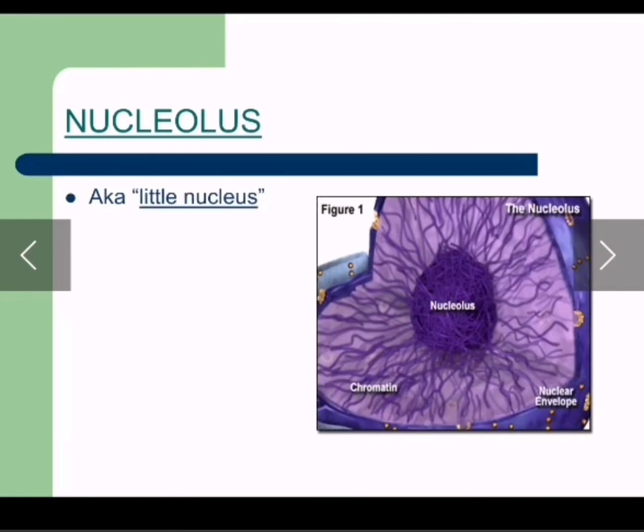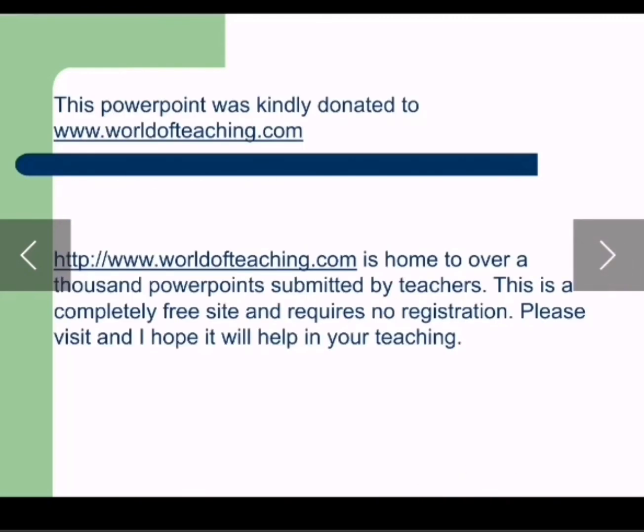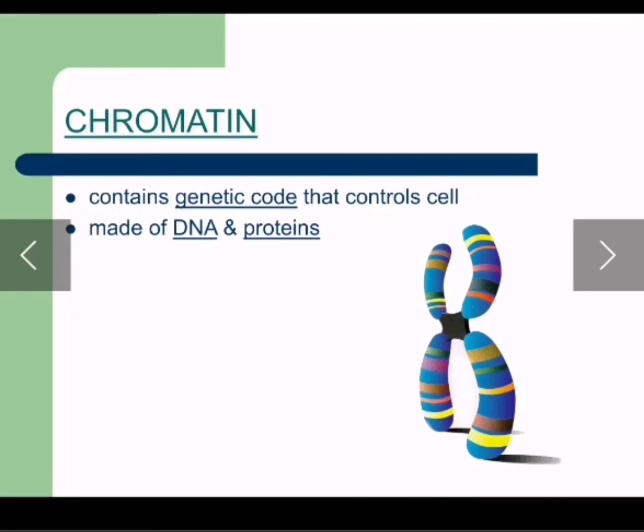Nucleolus means the little nucleus. The nucleolus is found in the nucleus. The chromatin, as we said before, contains the genetic code that controls the cell. It is made of DNA and proteins.